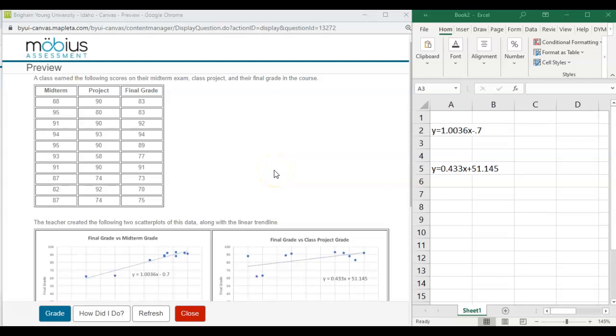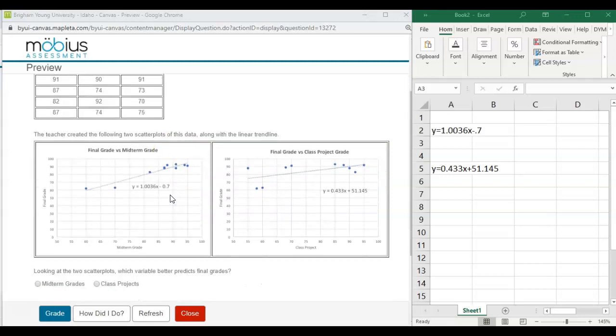Lesson 10, homework question number 7. A class earned the following scores on their midterm exam, class project, and their final grade in the course. Here's a table with the data points for midterm, project, and final grade. Down below, the teacher created the following two scatter plots of this data along with the linear trend line.